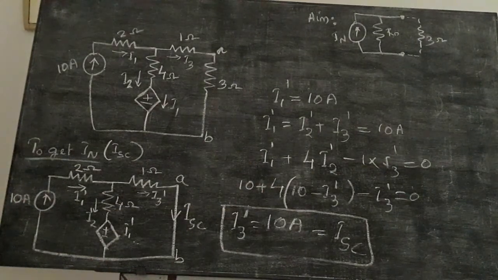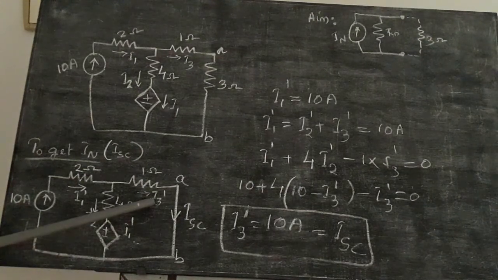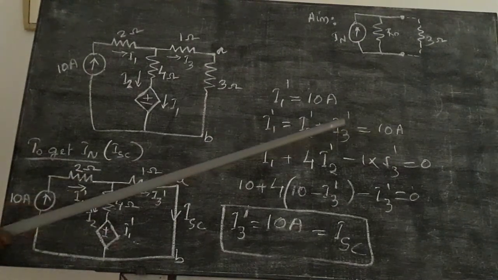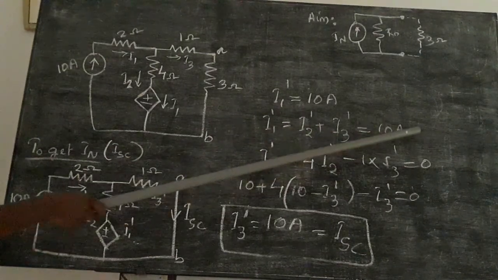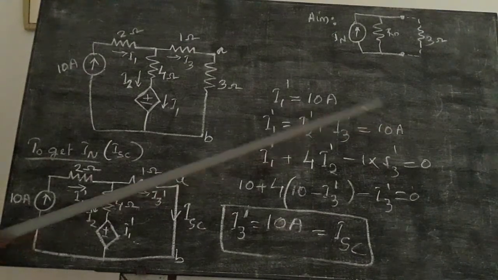What we have to get? We have to find out ISC. This ISC is equal to I3 dash. So we have to find out I3 dash. From this equation, I know I2 dash is equal to 10 minus I3 dash.